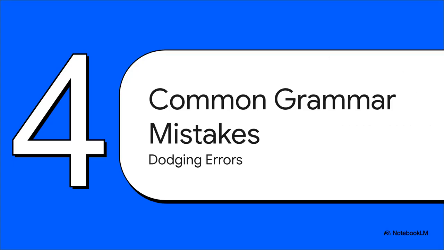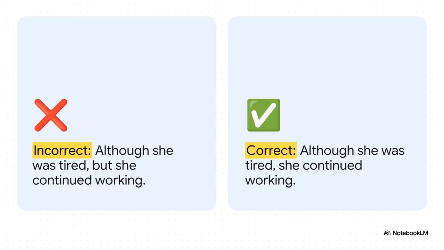Section 4. Dodging common grammar mistakes. Listen, even master builders make mistakes from time to time. Take a look at this first blunder. Although she was tired, but she continued working. Wait, what? If you say it out loud, you can instantly hear the absurdity of using two contrasting glues at the exact same time. It just overcomplicates the whole structure.